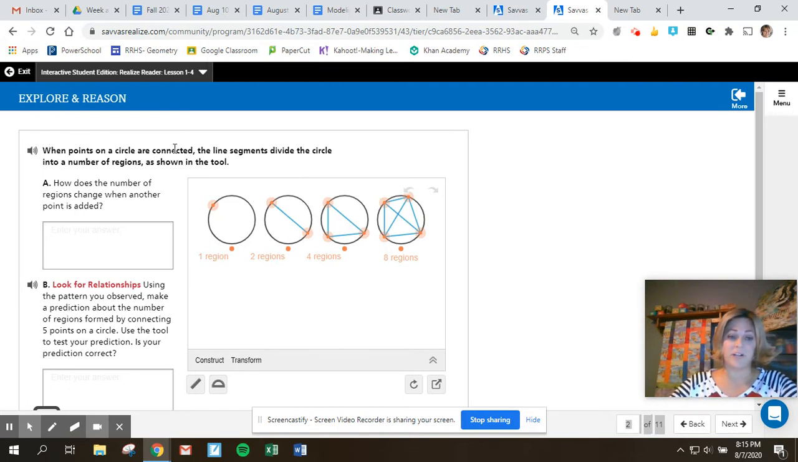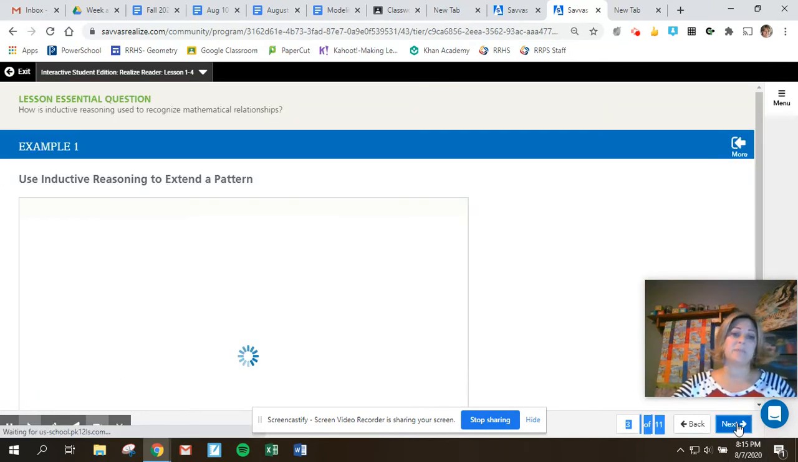When points on a circle are connected, the line segments divide the circle into some number of parts or regions. So if there's one point here, and then now there's two, notice there's two parts. And these connect, and it creates sections, 1 section, 2 sections, 4, and then 8. Basically, we're finding patterns. Why does this happen? What's going to happen with it? I'm not going to give answers, but let's look at this next part.